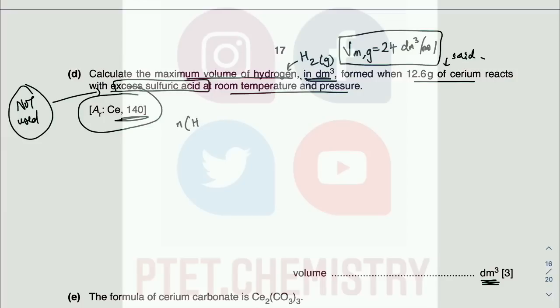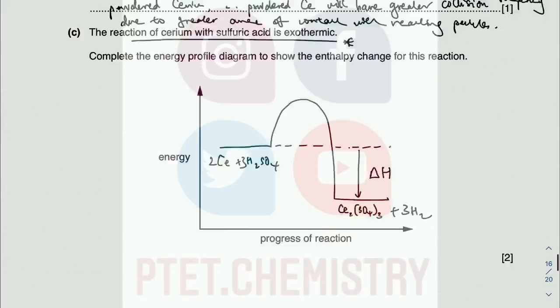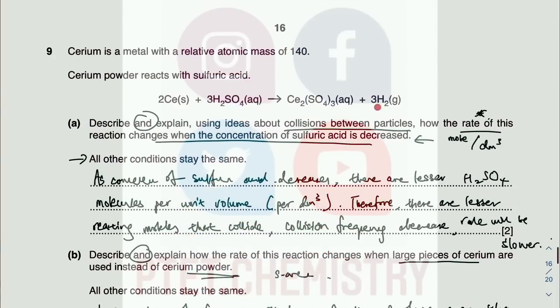So I can compare mole ratio. I compare hydrogen with cerium. It can be the other way around, because this will follow from your balance equation. First off, this is what I want to find. This is what I have. All right. I'm going to look at the balance equation now. 3 mole of hydrogen is formed from 2 mole of cerium.